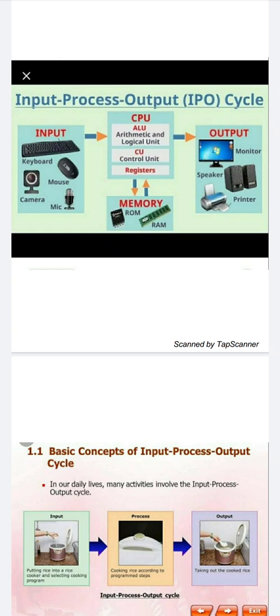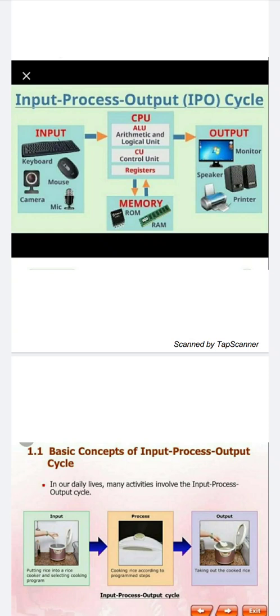In input, keyboard, mouse, camera, mic, all these items are included, and the ALU, that is arithmetic and logic unit, CU, that is control unit, and registers, that is memory. In memory, there are also two types of memories, ROM and RAM. The full form of ROM is read only memory, and the full form of RAM is random access memory. So these are the parts of the process. Clear? Then next come to your output.